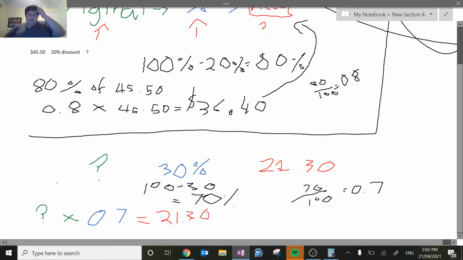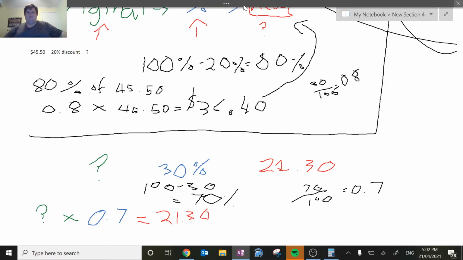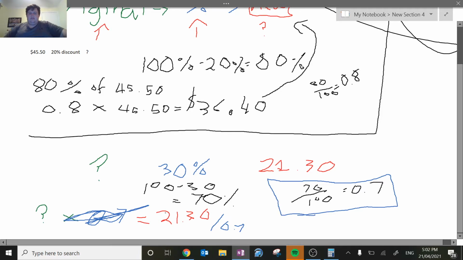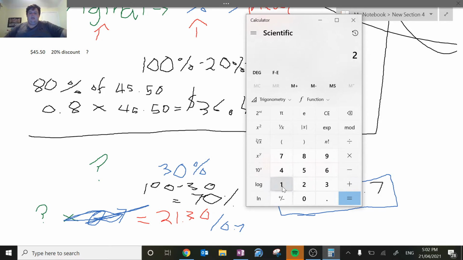But essentially, if you have an unknown on this side times by 0.7, to undo that, you can actually divide this side by 0.7, right, and remove this entirely. So don't stress too much if you're not too sure about that. But essentially, we divide our new price by whatever number we get from this sum here. Right, so 2130 divided by 0.7. So it's like $30.43.